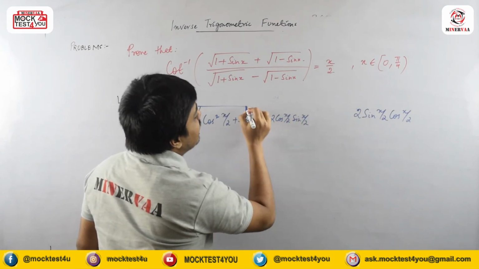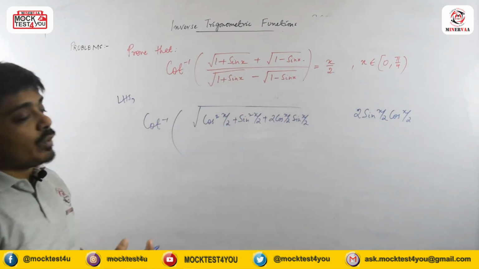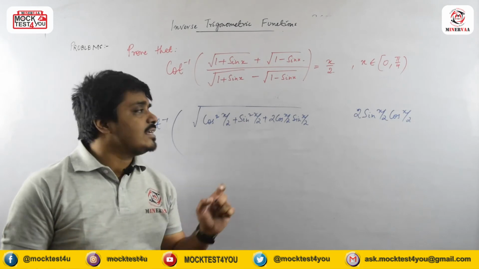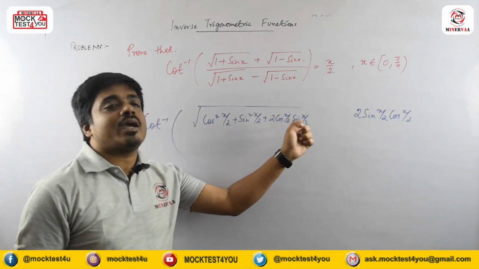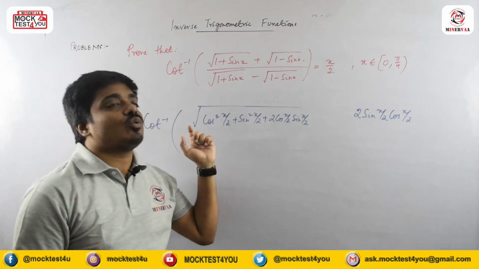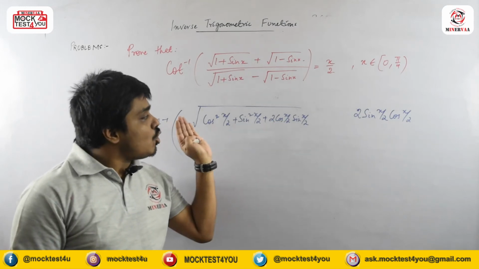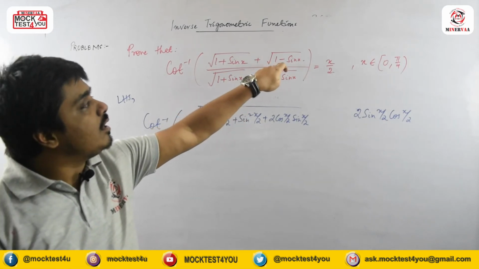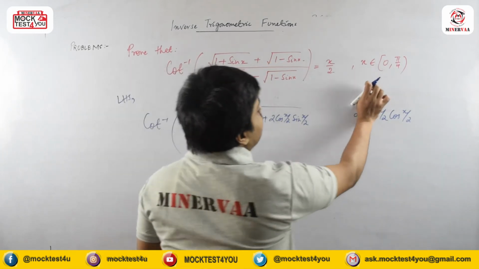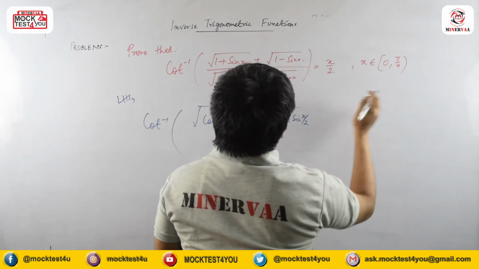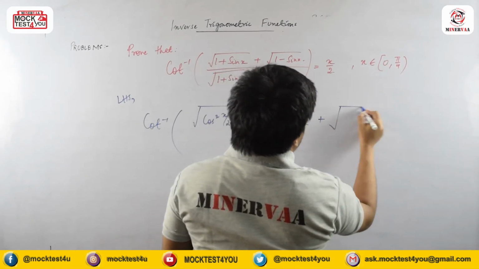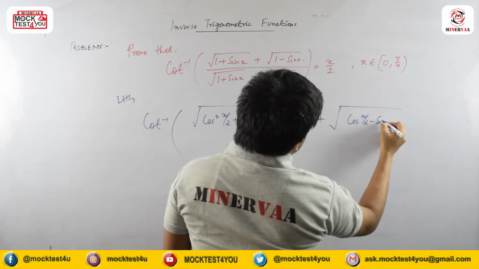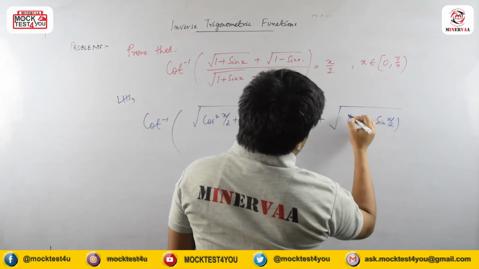So once I can write 1 plus sine x this way, very commonly something comes to your head: a square plus b square plus 2ab. So once you see this, we can apply that formula and get cos x by 2 plus sine x by 2 whole square. In the same way, if I do it here, it's minus 2ab. So this one will be cos x by 2 minus sine x by 2 whole square.